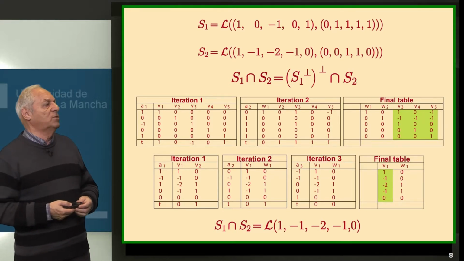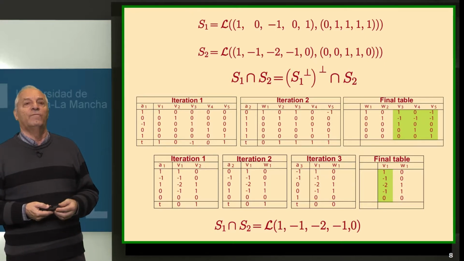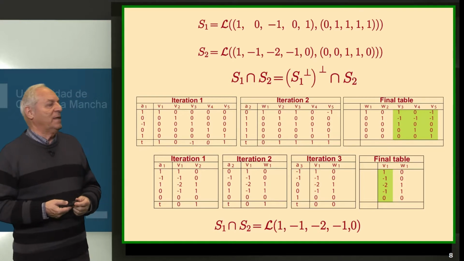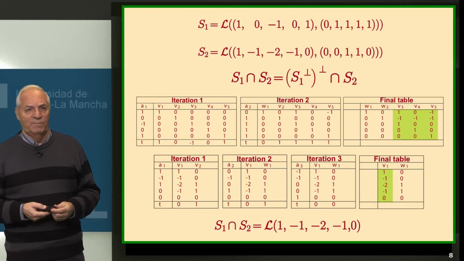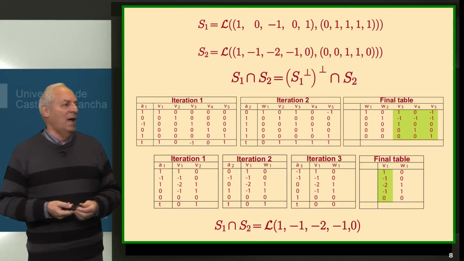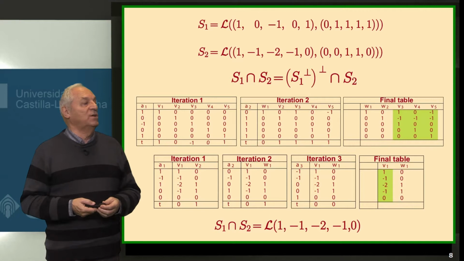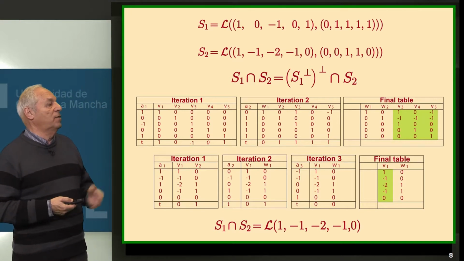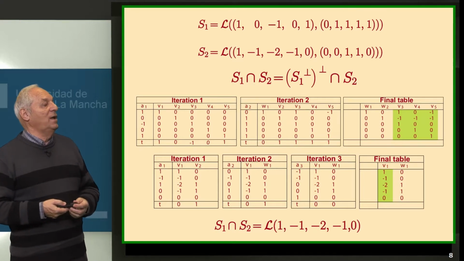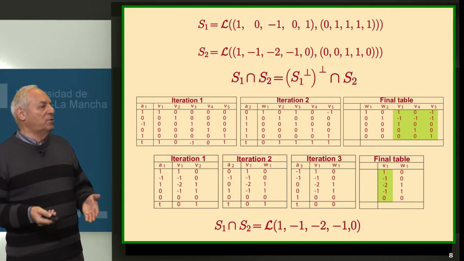Now, we want to calculate the intersection of these subspaces S1 and S2, which are the same as the previous ones, and we are going to do it the other way. Instead of the second expression that we have given before to write the intersection of subspaces, we're going to use the third one. So, this expression on line 3 of the transparency is telling us that we have, first of all, to calculate the subspace orthogonal to subspace S1, for which we introduce in the algorithm the two vectors that generate subspace S1. The first is 1 0 -1 0 1, as shown in iteration 1, and the second is 0 1 1 1 1, in iteration 2.